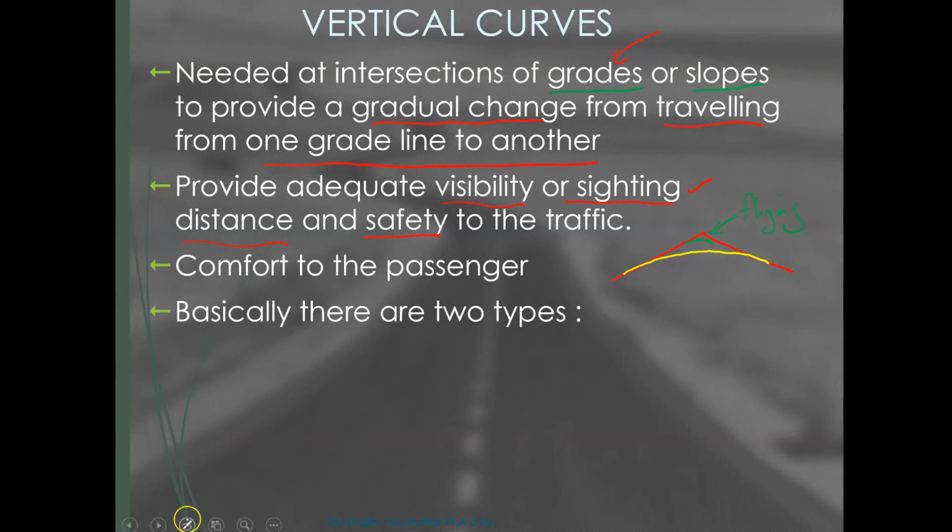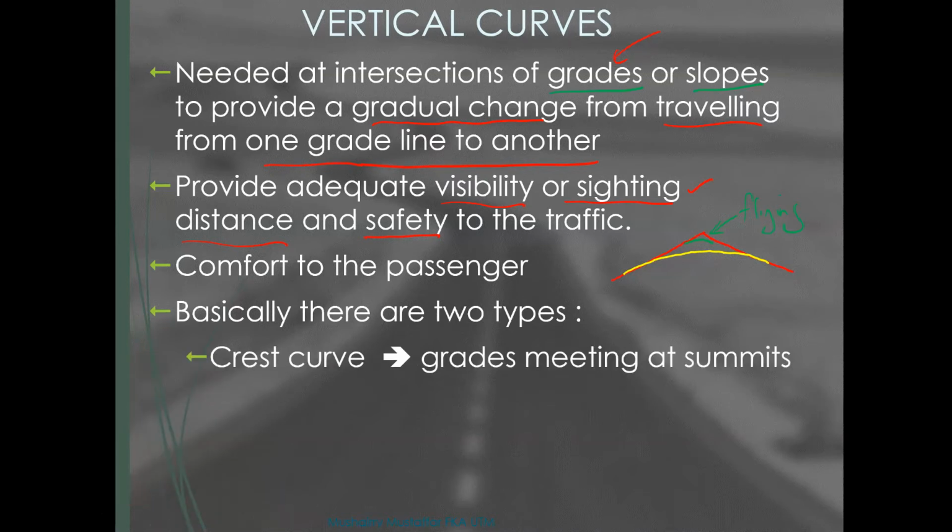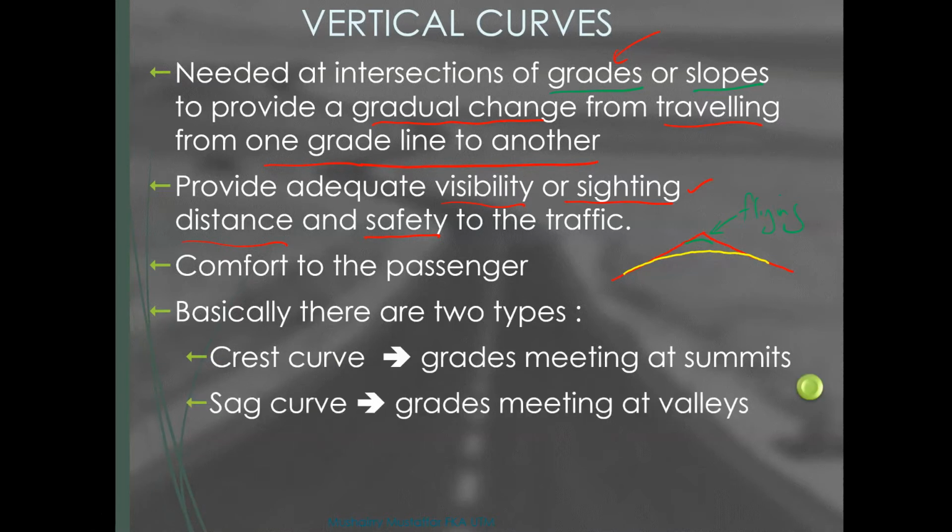Talking about the curves themselves, there are two types: crest curve or sag curve. Crest curve basically means grades or gradients meeting at summits, whereas sag curve simply refers to grades that meet at valleys.